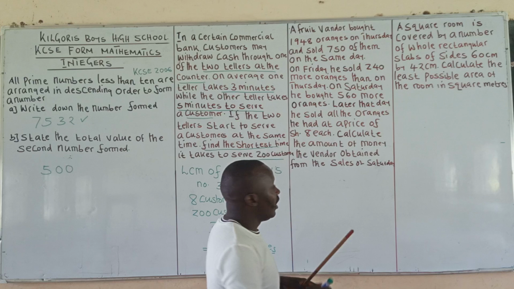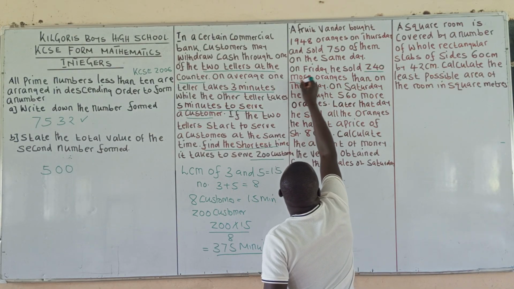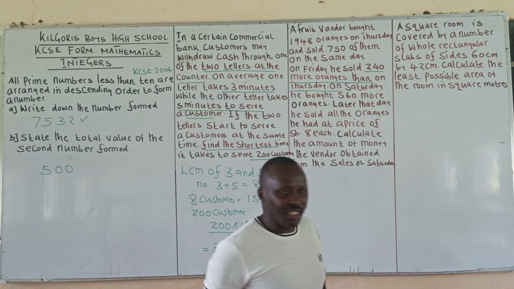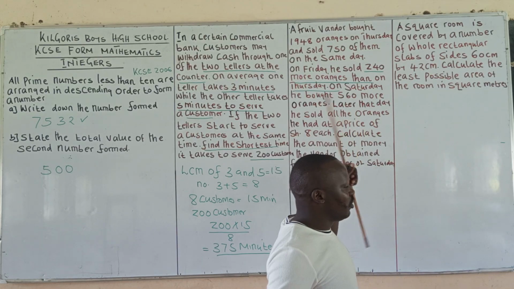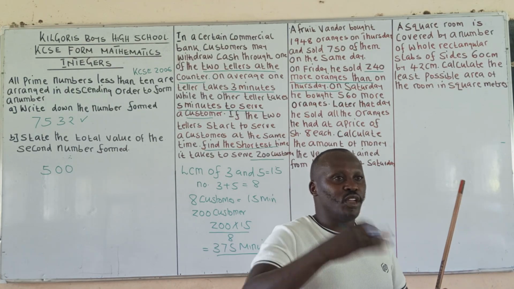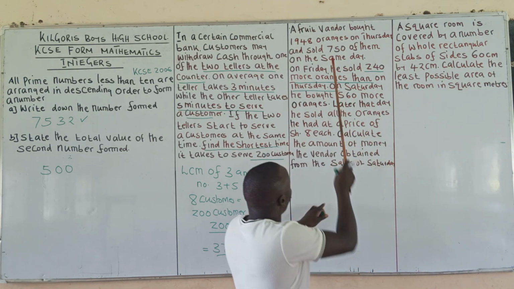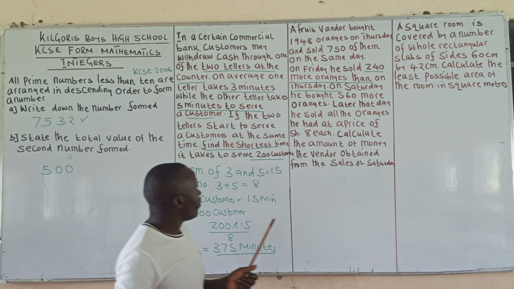On Friday, he sold 240 more oranges than on Thursday. Remember, on Thursday, he sold 750 oranges. So on Friday, he sold 240 more oranges. So here now you need to get the total number of oranges sold on Friday by taking 750 plus 240.